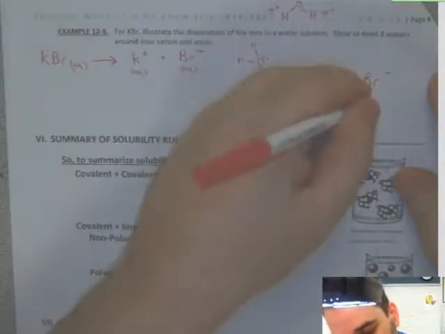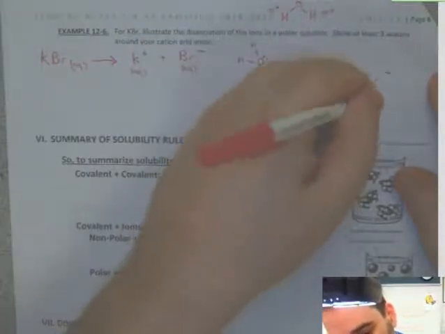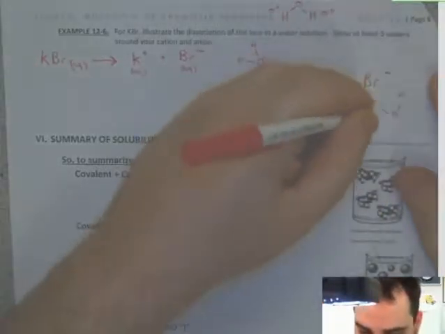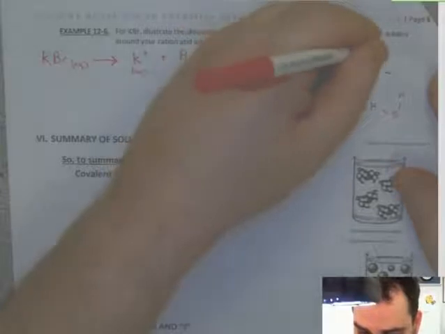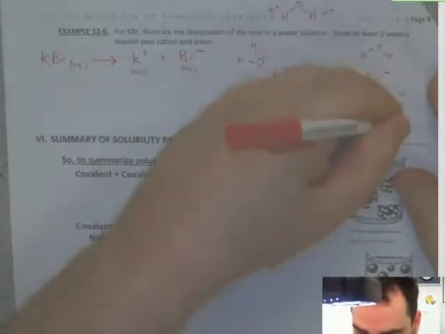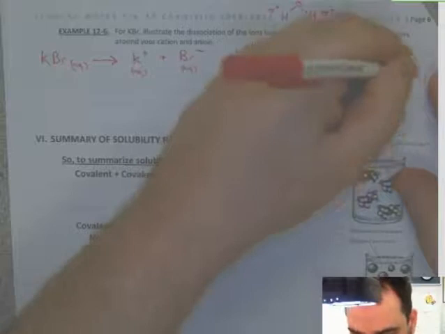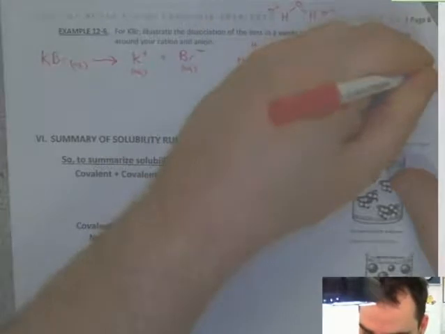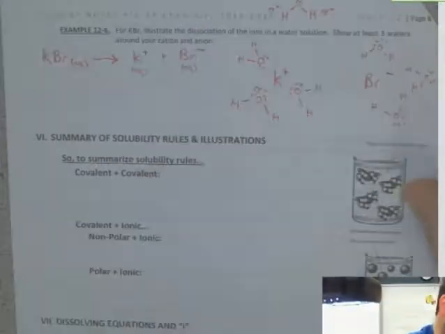Bromine here is negative, so we're going to have our positive hydrogens attracted to our bromine. Notice that the oxygens are nowhere close to my bromine, because that would be negative, negative. Okay, and that's probably some of the ugliest waters I've ever drawn, but it's all good.